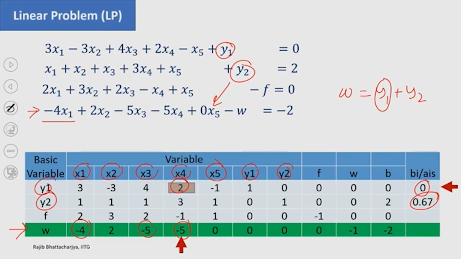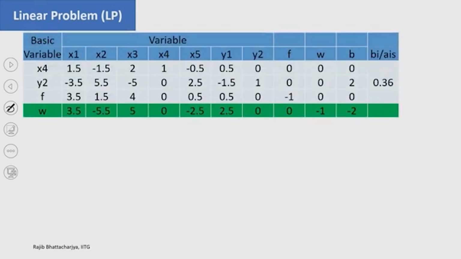So, what will I do? I will make it 1, and for the others I have to make it 0, and this must be equal to 1. After implementing the row operation, finally I get this particular table. Now you see that x 4 is now a basic variable, but y 2 is still there. So we have to look again in this row: is there any negative one? Yes, this is a negative value and this is also negative, but this is the minimum one, so x 2 will now enter the basis.